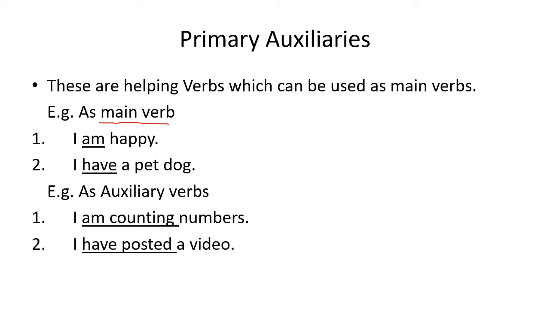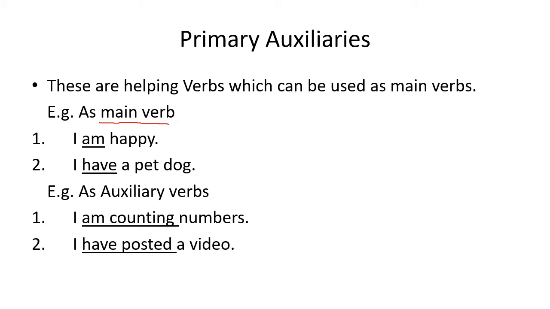It is indicating possession. When I say I have a pet dog, I simply mean to say I own, I possess a pet dog. So it has a function. It is showing an action or a state. You can see here I am saying I am happy. I am talking about the state of being happy, right?